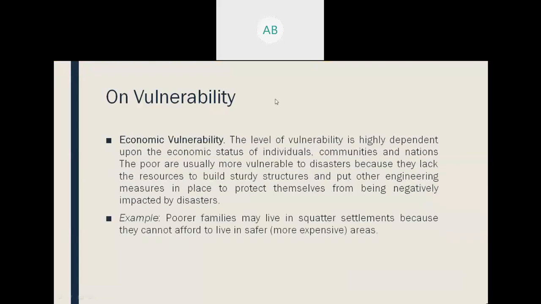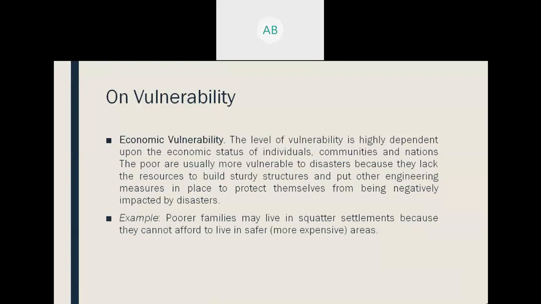Then one of the very important factors that actually govern vulnerability is our economic conditions. If you have money to spend, you can secure your surroundings. If we don't have money to spend, we lie exposed to the threats posed by these hazards.